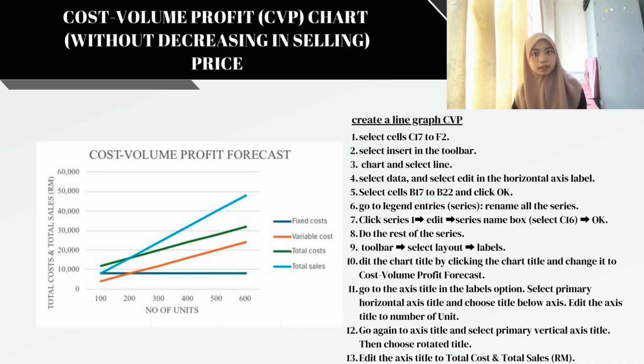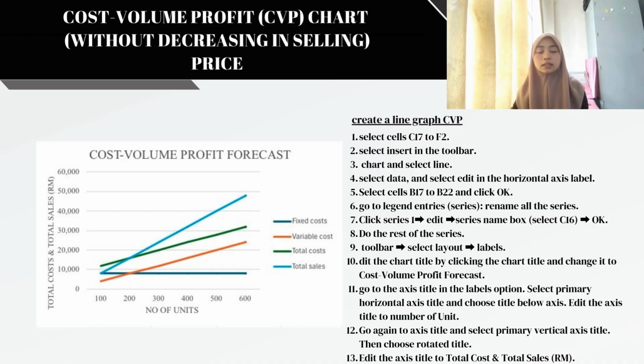Then, go to Select Data and select Edit in the horizontal axis label. Select cells B17 to B22 and click OK. Then, go to Legend Entries, which is Series. This is where we should rename all these series. Click Series 1, then select Edit. We will get the Edit Series menu. In the Series name box, select C16, then click OK. We will see Series 1 change to Fixed Cost.